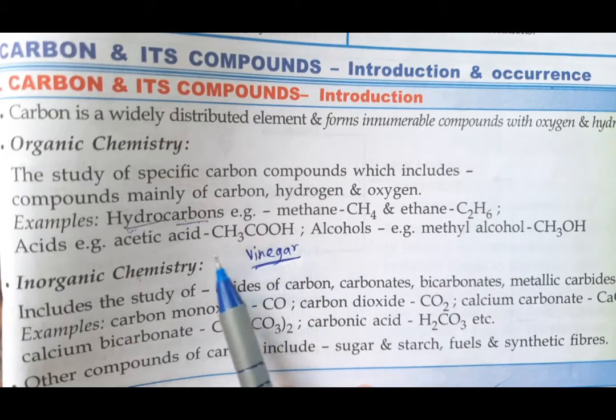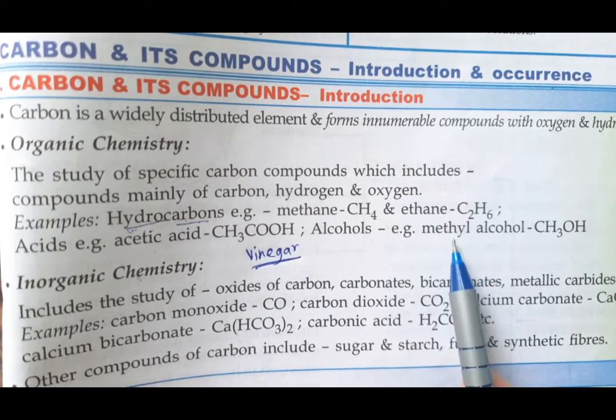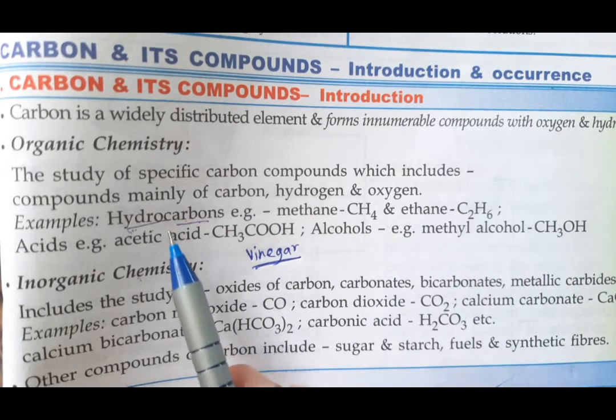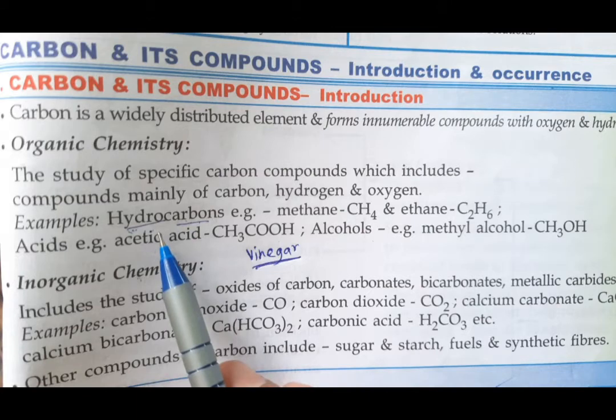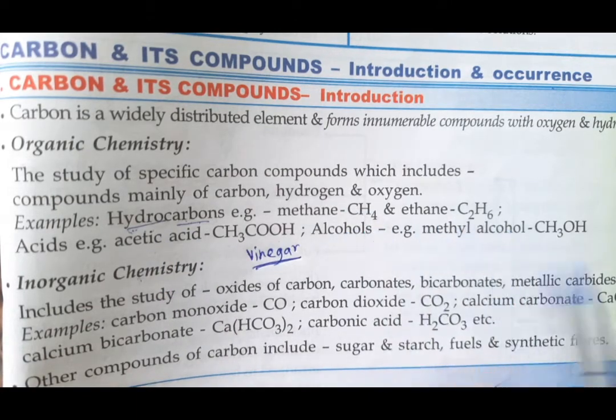So do remember that acetic acid is also known by the name vinegar. Remember the formula. Methyl alcohol, remember its formula, and hydrocarbon means compound containing carbon and hydrogen. Some examples of hydrocarbons are methane and ethane, which contain only carbon and hydrogen.